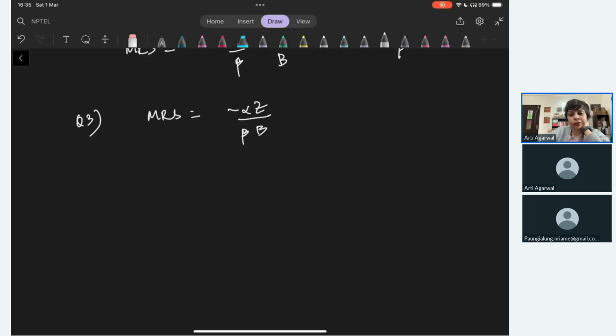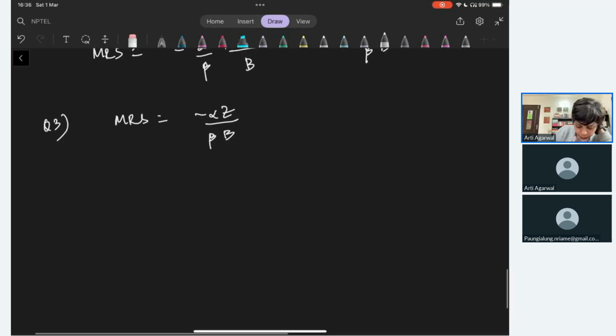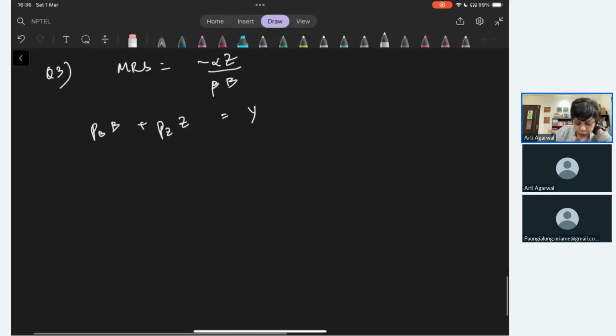which you will obviously need to report in terms of the constants A, alpha, and beta. And we are given the budget constraint as P_B into B plus P_Z into Z is equal to Y. P_B is 12, P_Z is 10, and Y is 600. So this is given as your budget constraint.